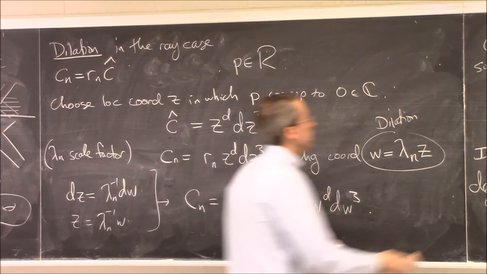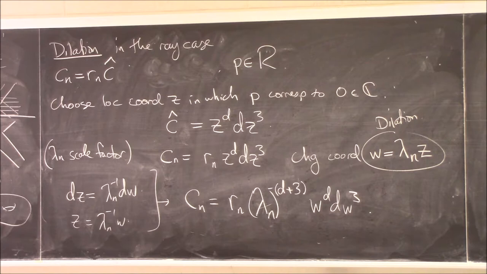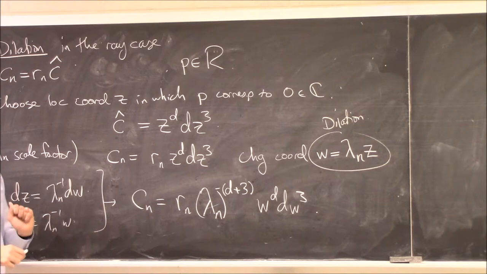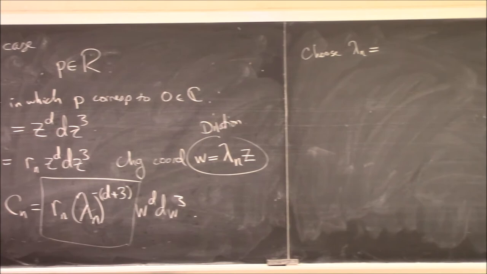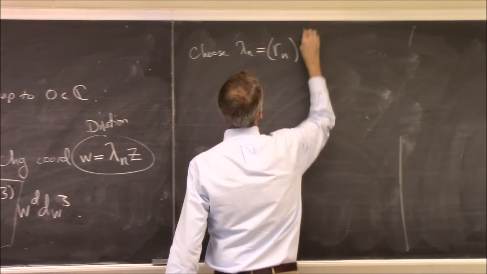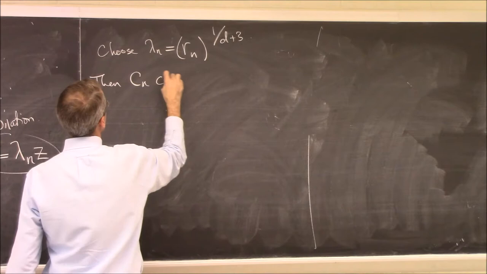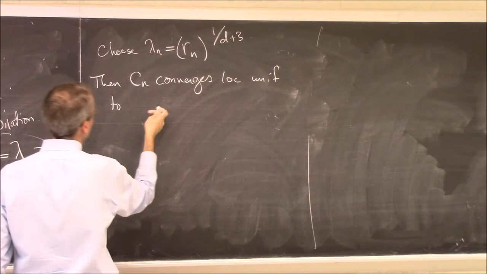So this suggests a value that you can choose for lambda_n so that in this w plane, in the local coordinate w, you do have locally uniform convergence to a polynomial. Choose lambda_n so that this is 1, let's just make it a monic polynomial in the limit. Choose lambda_n to be r_n to the 1 over d plus 3. Then c_n converges locally uniformly to the polynomial differential w to the d dw cubed.